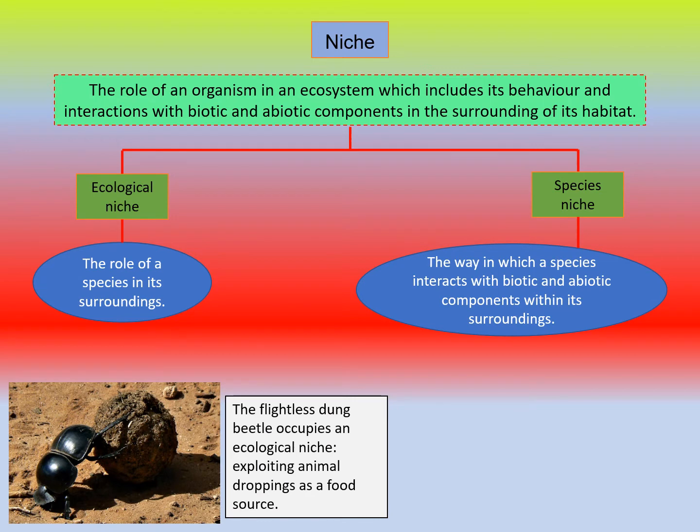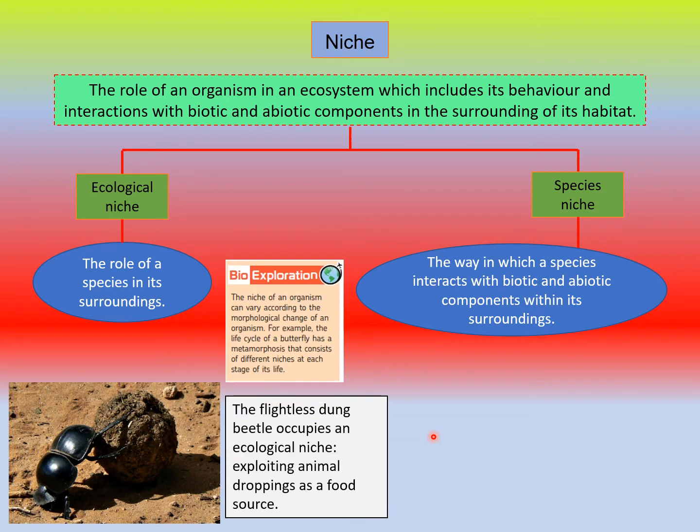Niche. A niche is the role of an organism in an ecosystem, which includes its behavior and interactions with biotic and abiotic components in the surrounding of its habitat. So niche can be divided into ecological niche and species niche. Ecological niche is the role of a species in its surroundings, and species niche is the way in which the species interacts with biotic and abiotic components within its surrounding. An example of ecological niche is the dung beetle, which occupies an ecological niche, exploiting animal droppings as a food source.